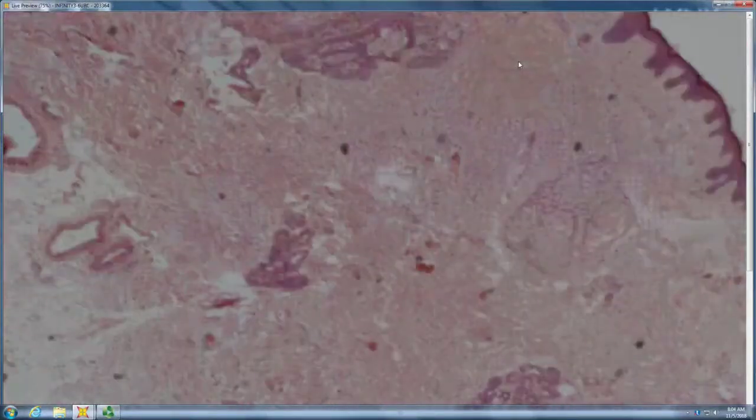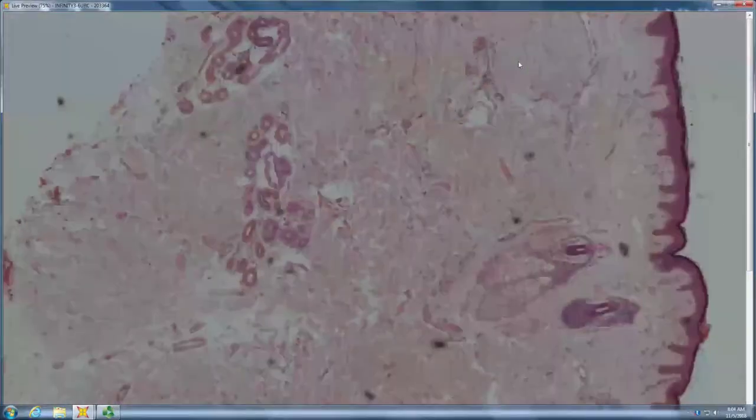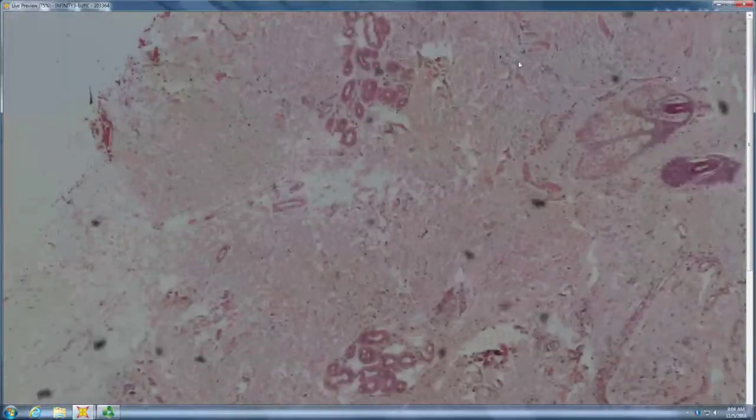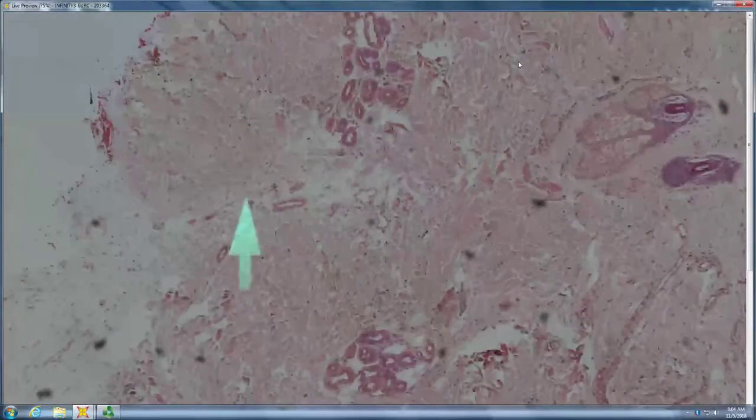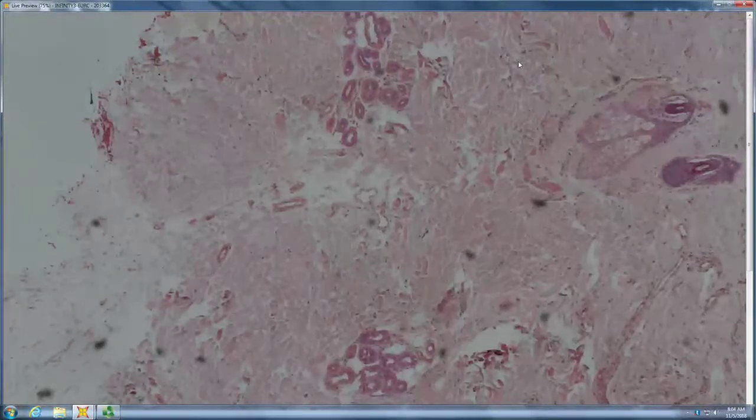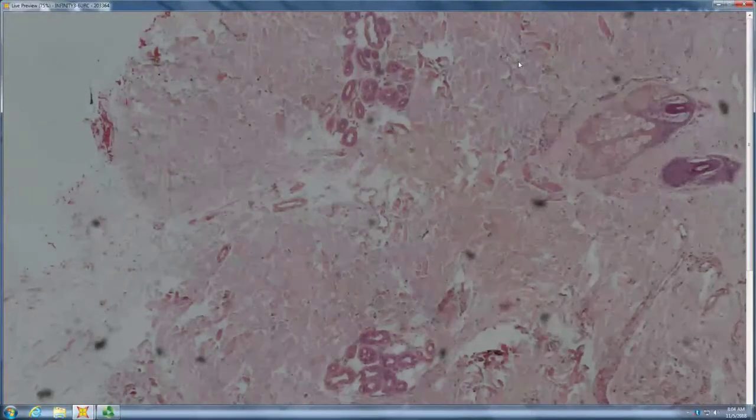They're not real prominent in this particular example, but if you stain, there are fibrous tracts under here. They're just skinny. They're not scarred. They'd show up with an elastic stain.